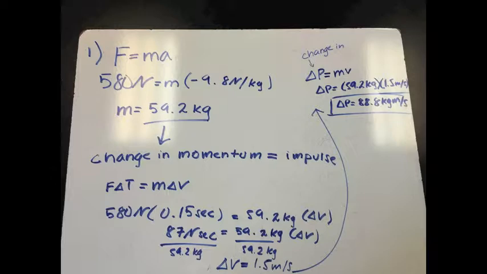Then we use our change in momentum. P is equal to mass times velocity, and then delta P is equal to 59.2 kilograms times 1.5 meters per second. And we get our change in momentum to be 88.8 kilograms meters per second.